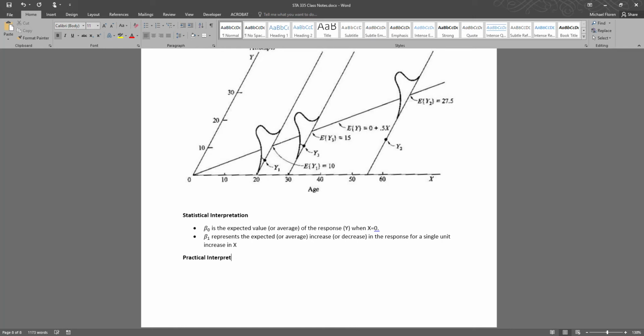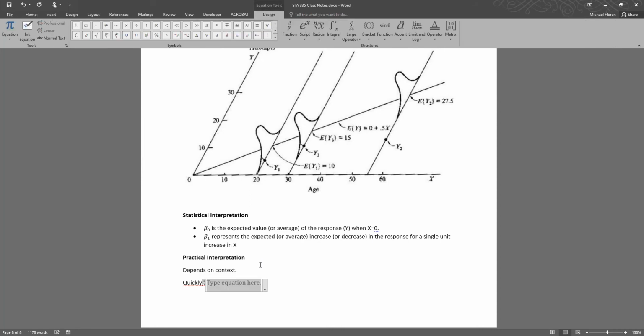For practical interpretation, we're going to think a little bit more outside of the box. And note, just like we talked about before, this depends on context. So we can't really have a practical interpretation without the context within which we interpret it. As we move to a practical note on interpretation, though, I want to talk about some possibilities that come up with beta 0.